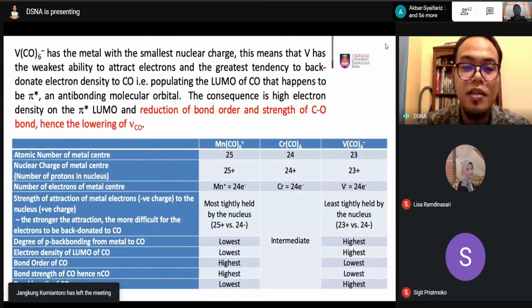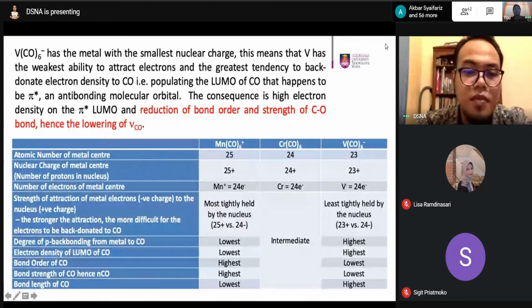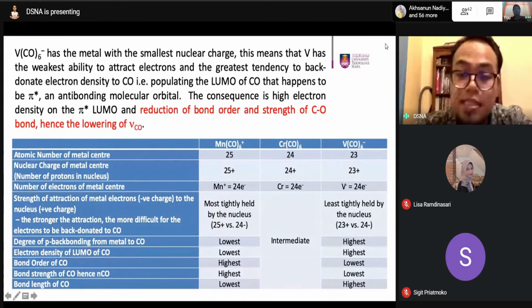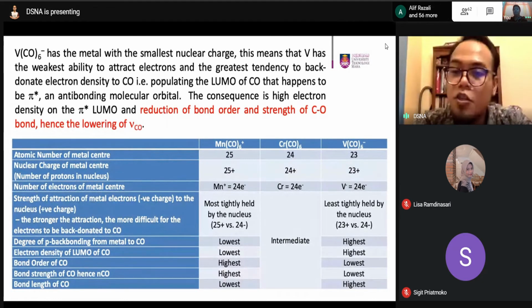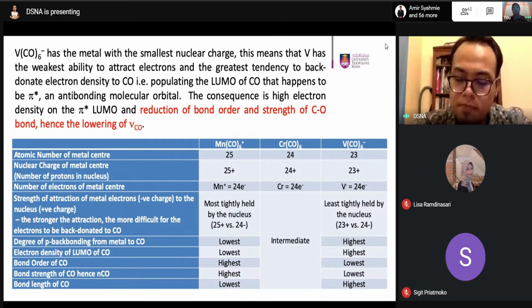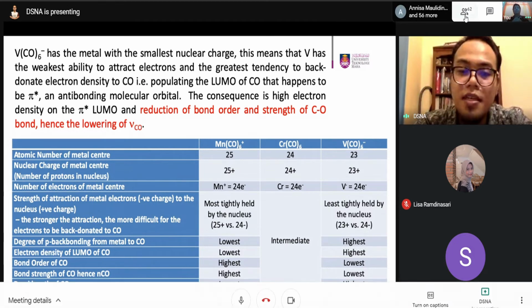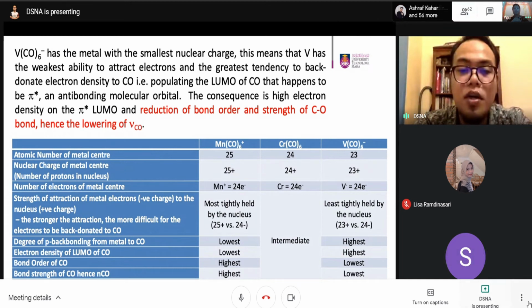So that's why when nuclear charge is higher, the pi-back bonding is lower, and now the bond is stronger. As opposed to vanadium, it is less tightly held, so the degree of pi-back bonding will be higher. And the bond order and the bond strength will be lower or weaker. So we can see that from the lower frequency.